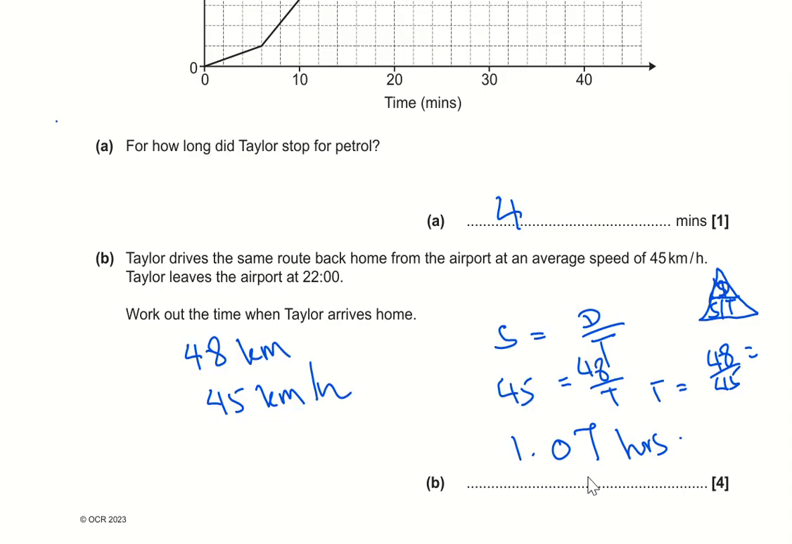Now I know he leaves the airport at 11 o'clock. So when he comes back, he took 1 hour and a bit, which means 12:07.